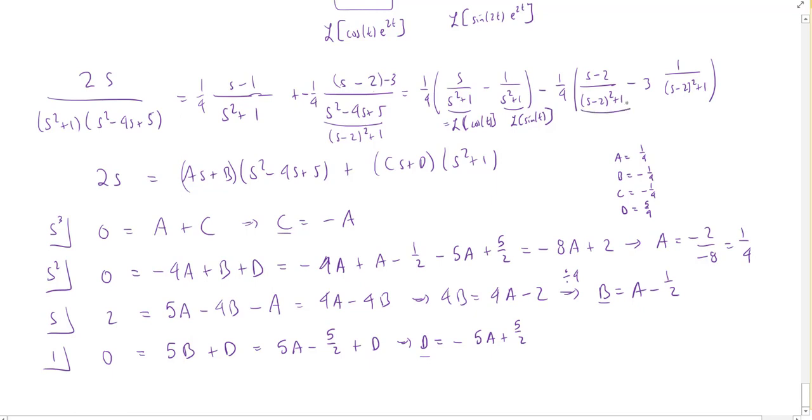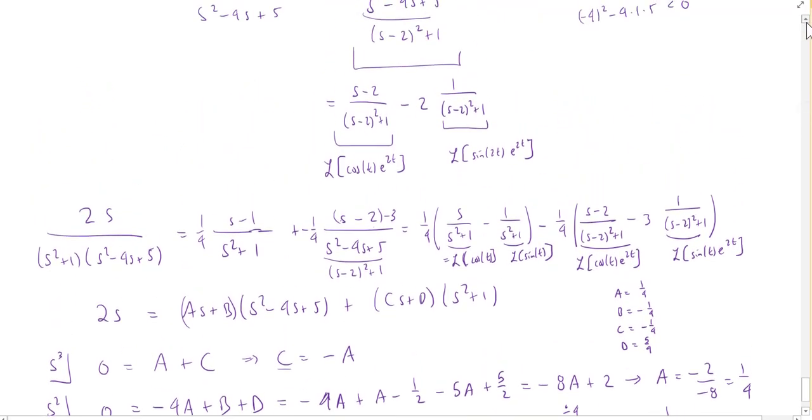And again, this is easy to see from the table. This is the Laplace transform of cosine of t times e to the 2t. It's the First Shifting Theorem. And this piece is the Laplace transform of sine of t times e to the 2t. Again, First Shifting Theorem.